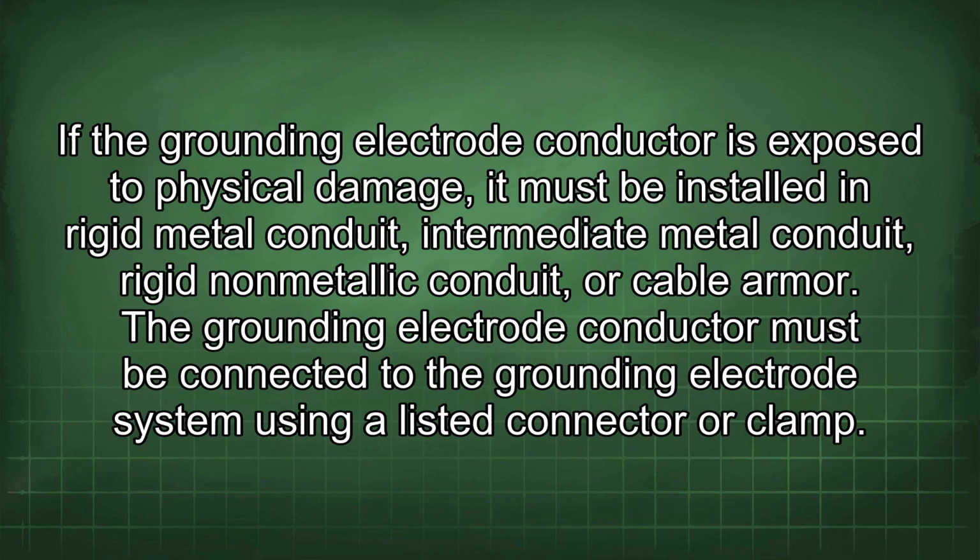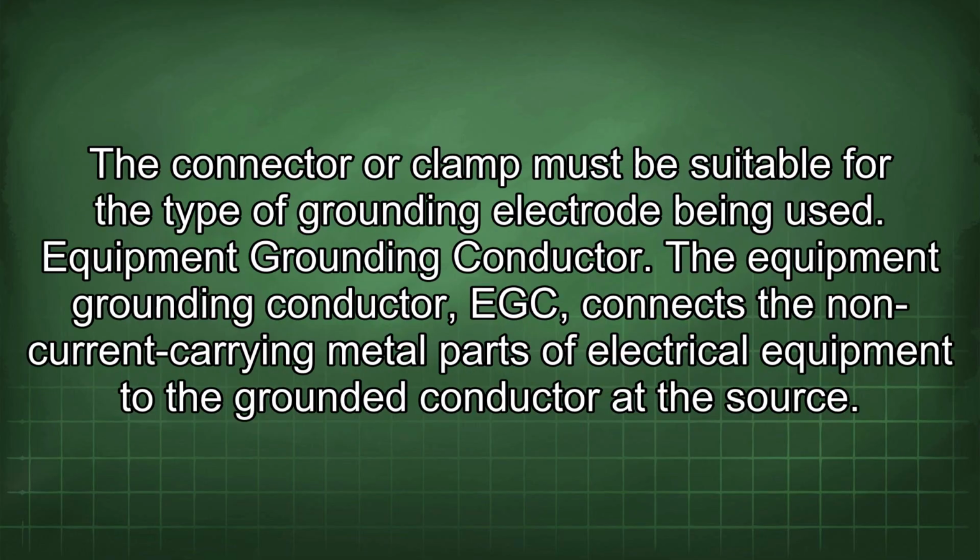If the grounding electrode conductor is exposed to physical damage, it must be installed in rigid metal conduit, intermediate metal conduit, rigid non-metallic conduit, or cable armor. The grounding electrode conductor must be connected to the grounding electrode system using a listed connector or clamp. The connector or clamp must be suitable for the type of grounding electrode being used.